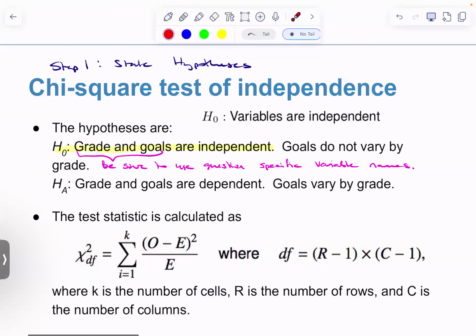Then the alternative hypothesis is just going to be the flip side of that, where grade and goals are dependent. Or if you prefer, are not independent. That's saying the same thing, right? Which means that goals vary by grade, if you prefer that way. But again, all I'm looking for is something like this. You don't have to elaborate.